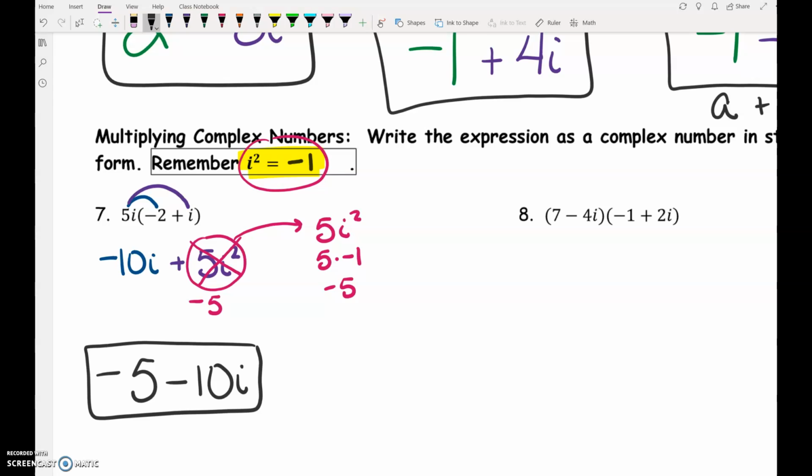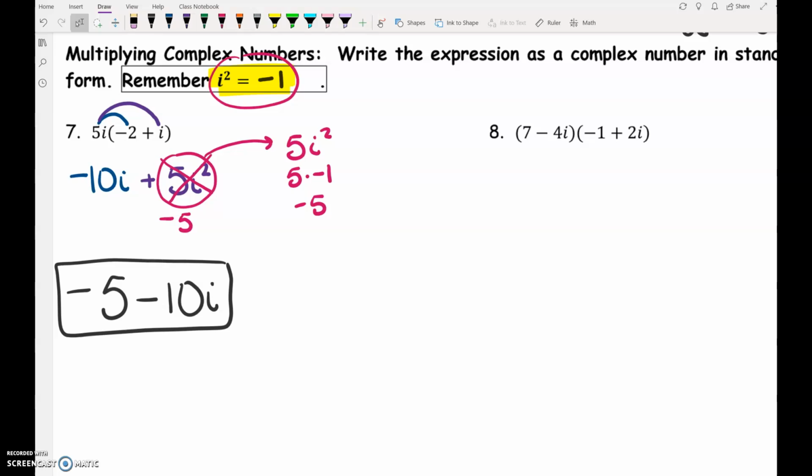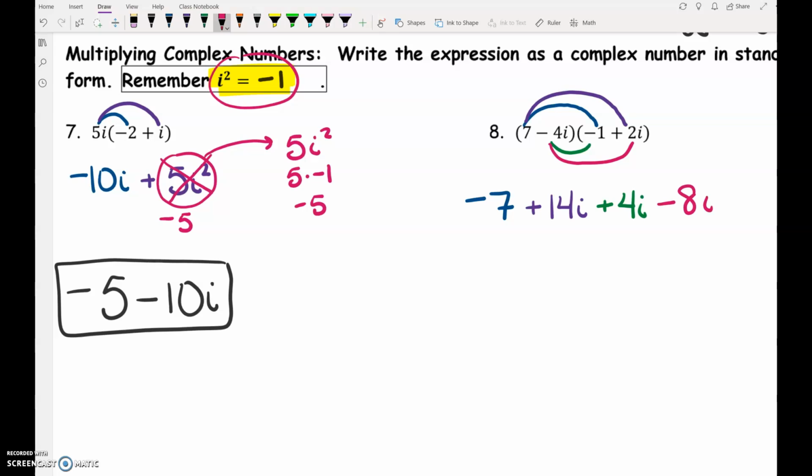Okay, number 8, we have to double distribute. So 7 times negative 1 is negative 7. 7 times 2i, 14i. Now distribute your negative 4i. Negative 4i times negative 1 is positive 4i. Negative 4i times 2i, negative 8i squared.